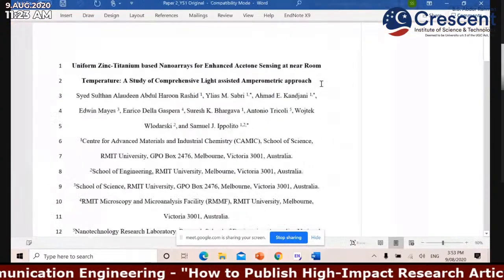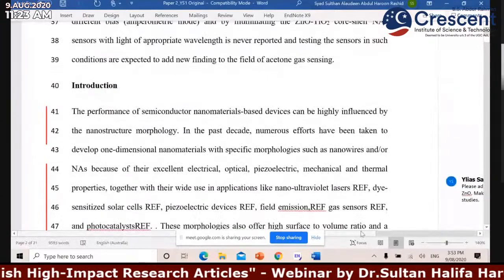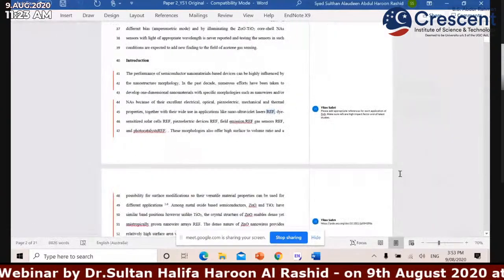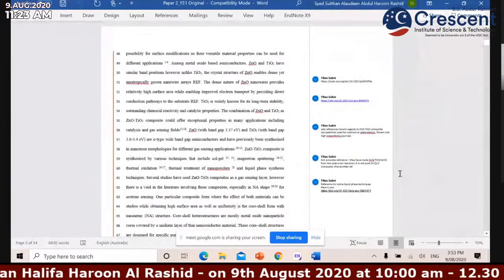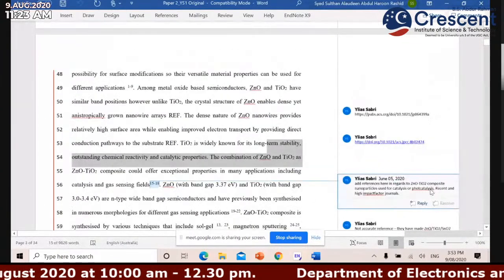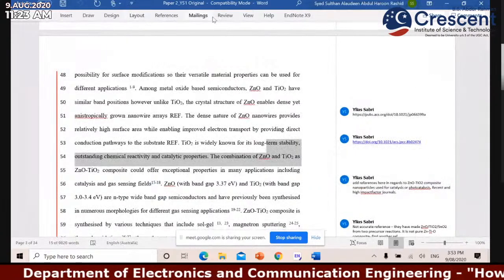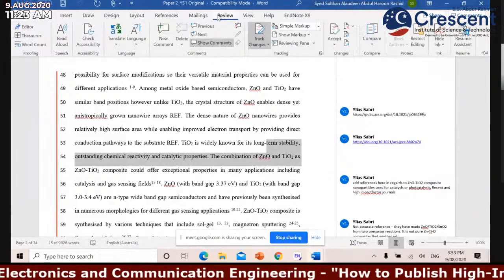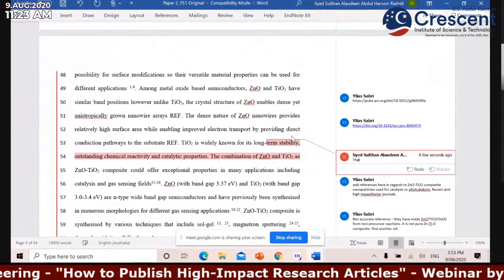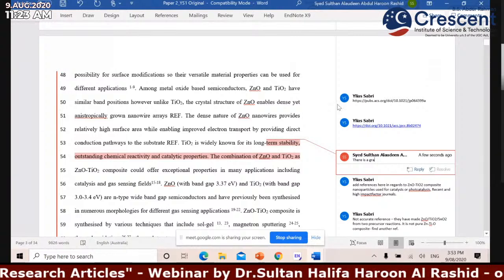Okay, here you go. This is one paper that I'm trying to publish recently. You can see my supervisor read every single line. And he sometimes tells me, you know, add these references, or he tells me that this makes no sense. You know how to do that? Go to review, and there's an option called new comment. Click that and say, there is a grammatical error, or you can rewrite it definitely.